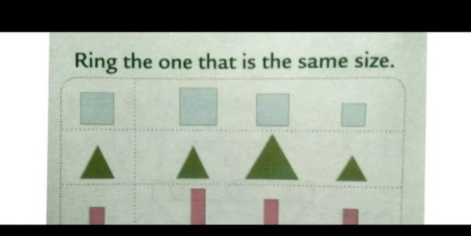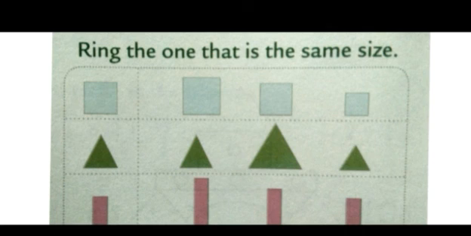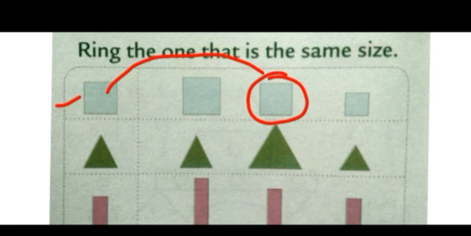Okay. Now scholars, see this next question given on the same page. Now here we need to ring the one that is the same size. Now all the shapes are the same, but we need to ring the shape that is of the same size. So see the first one. Which shape is of the same size? First one, second one, or third one? Yes, second one. See, both the shapes are of the same size.